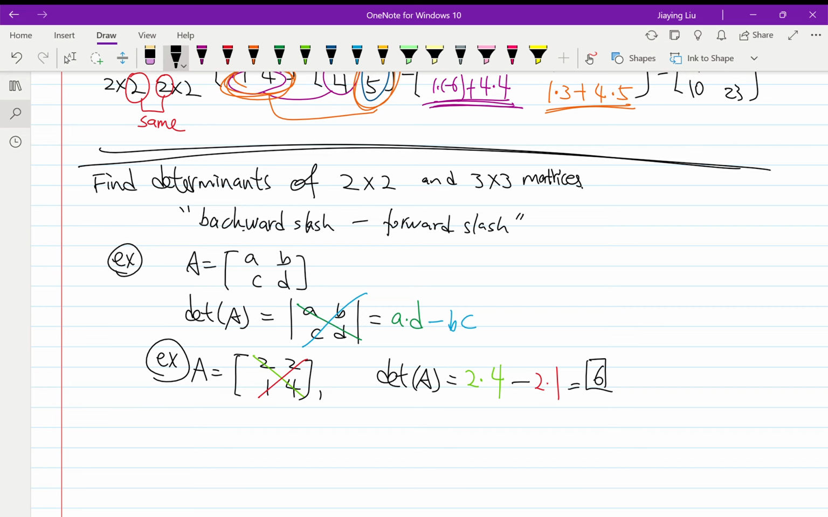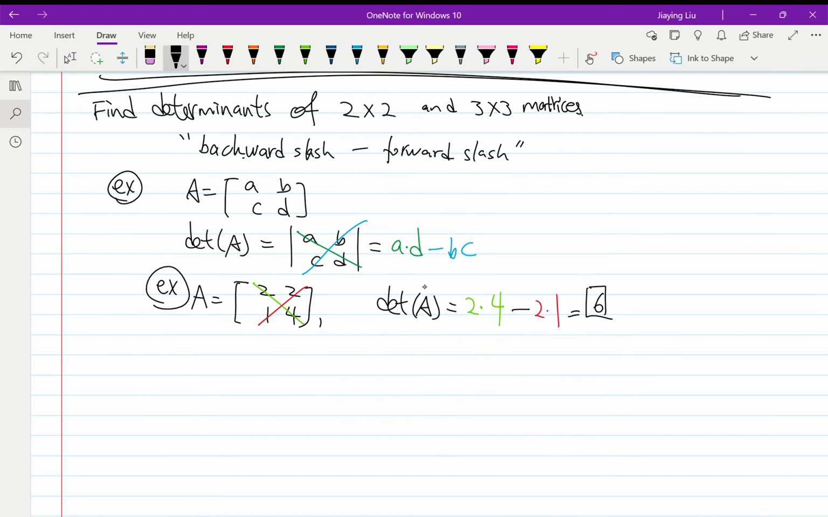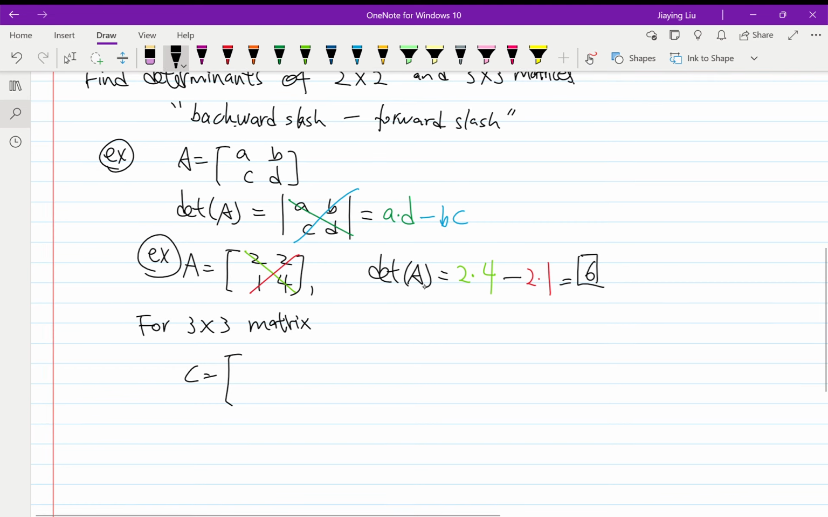For a 3 by 3 matrix, it's the same. I'm going to use an example here. Let's call it C, which is 6, negative 2, 1, 7, 3, 5, 8, negative 1, 2, for example.